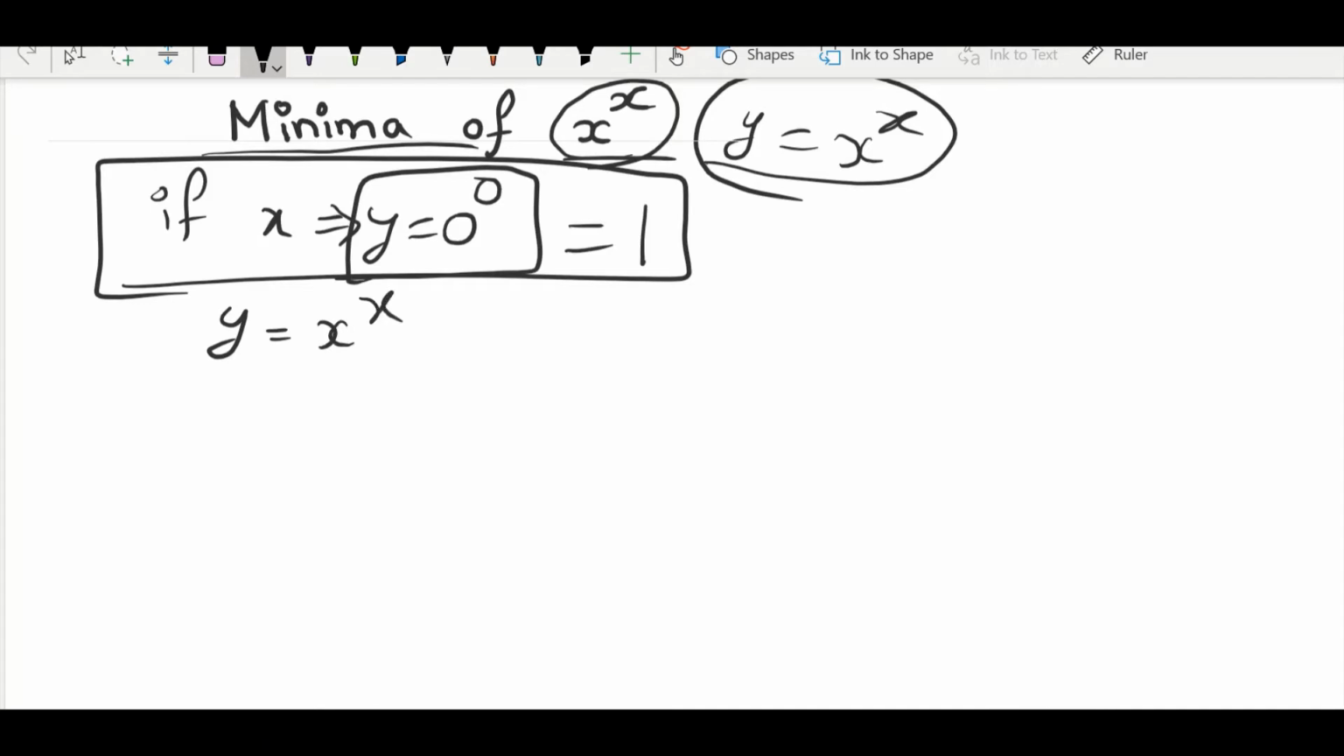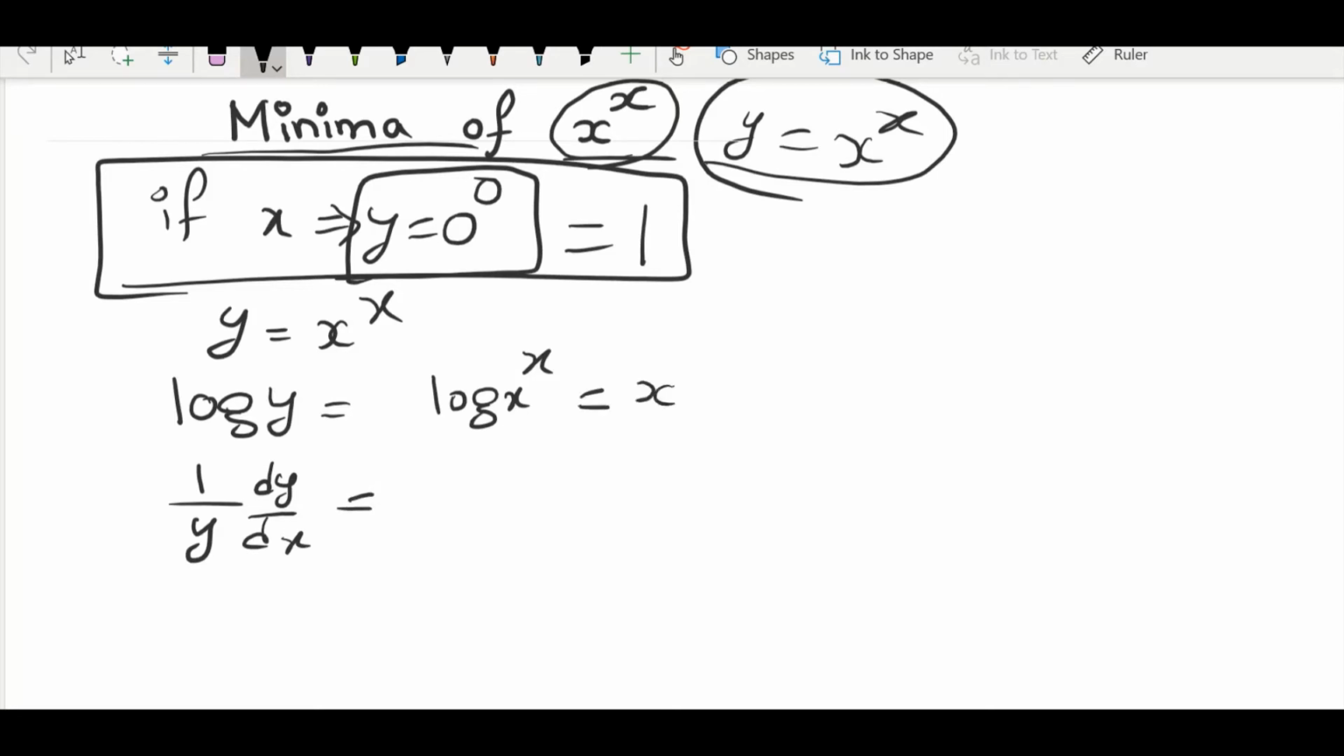To find the differentiation of x power x, we have no formula for this. Let us try to apply logarithms on both sides. Log y equals to log of x power x. Applying differentiation on both sides, differentiation of log y equals to 1 by y into dy by dx, which equals to this function here, it becomes x into log x.